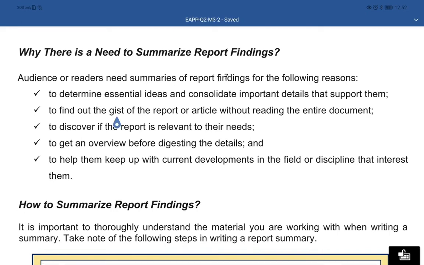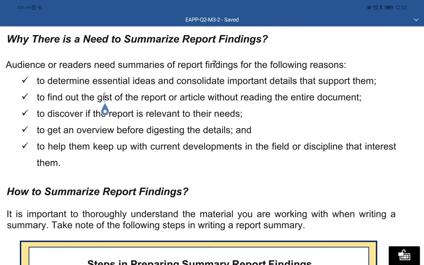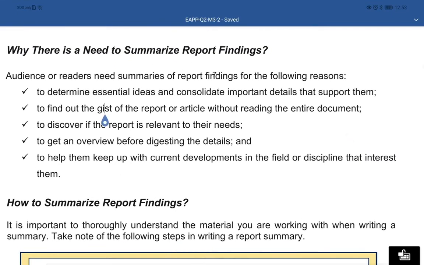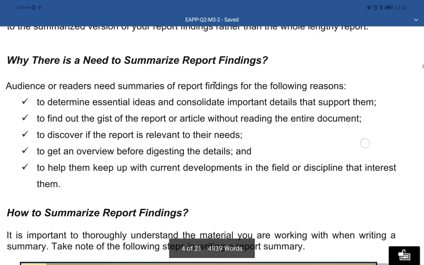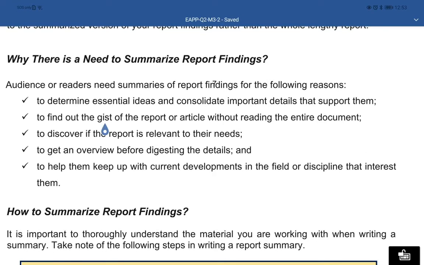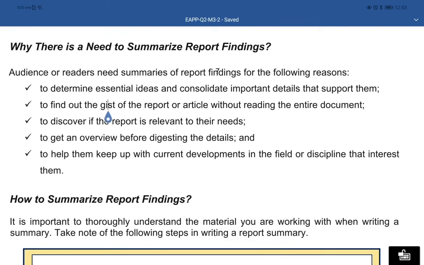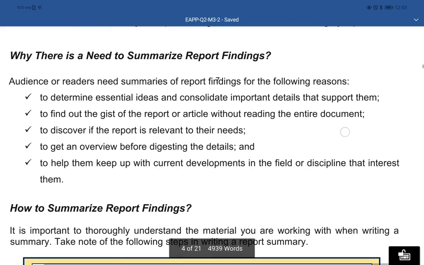Second, to find out the gist. Pag sinabi natin gist, it means general idea. Okay? Kumbaga yung pinaka-laman. Okay? Pinaka-topic, basta general idea, ganun. To find out the gist of the report or article without reading the entire document, as I've said a while ago, hindi nila kailangan basahin yung buong research mo or report mo.